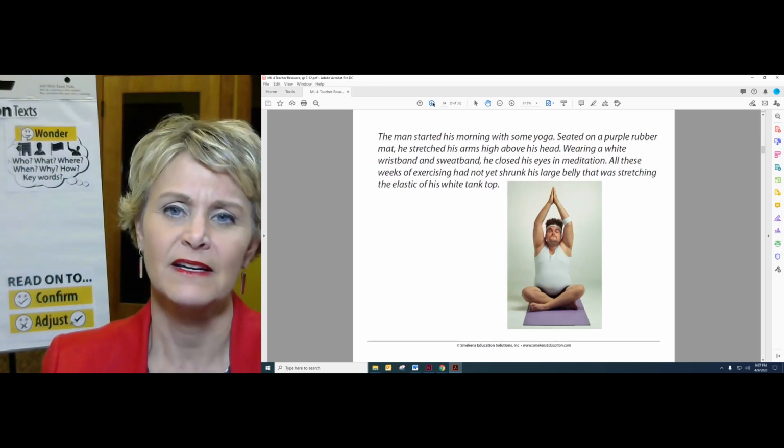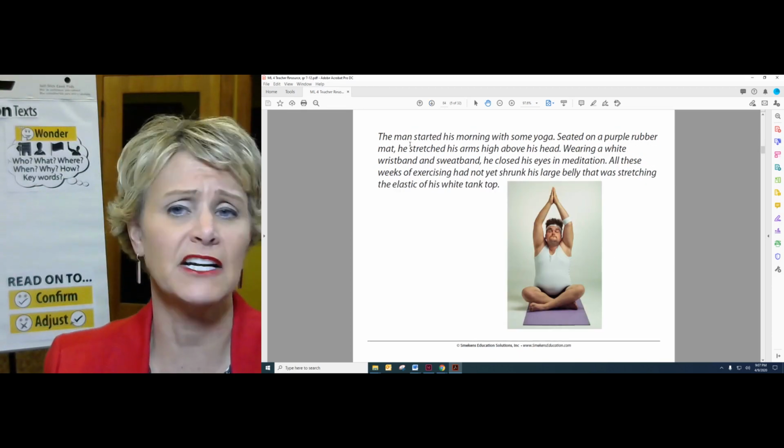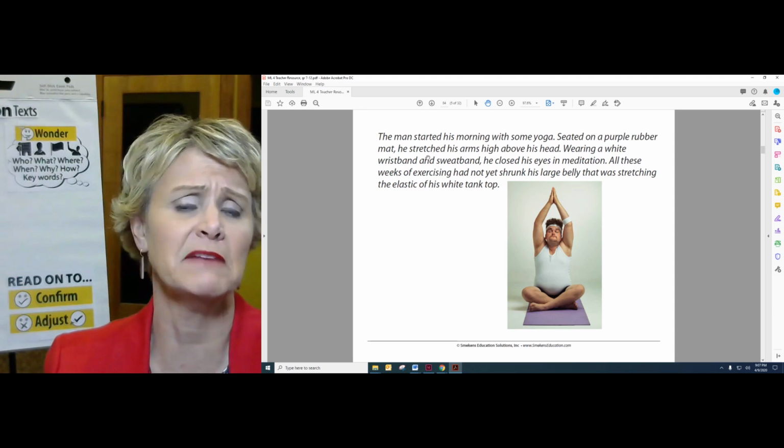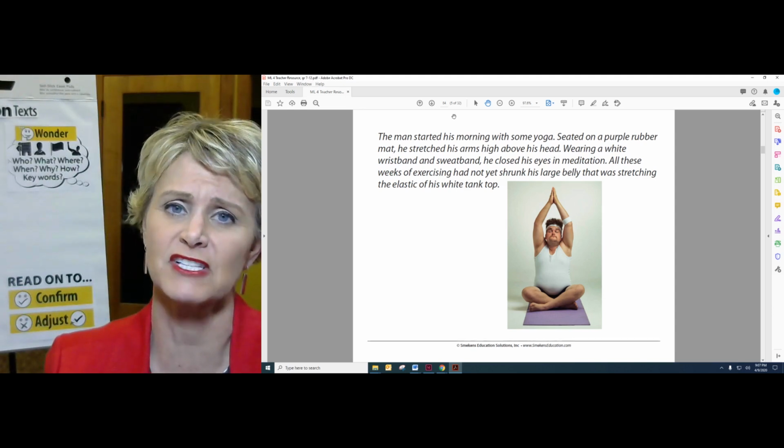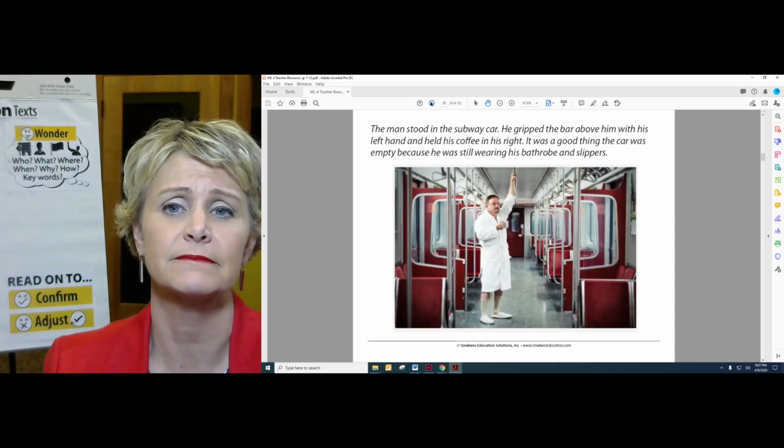Had to adjust. All right, someone doing yoga, not unusual. Wearing a wristband, a sweatband, no big deal. But it was the large belly that threw us, right? And the stretched white tank top.